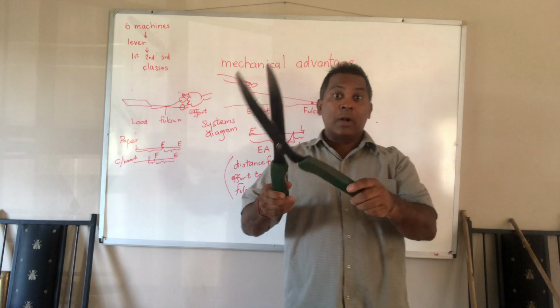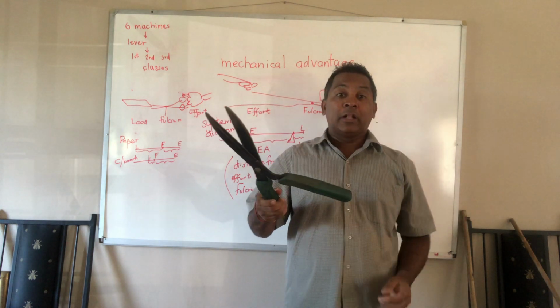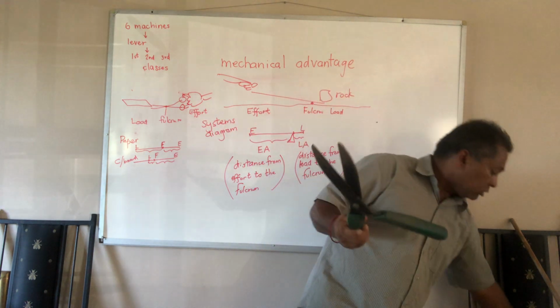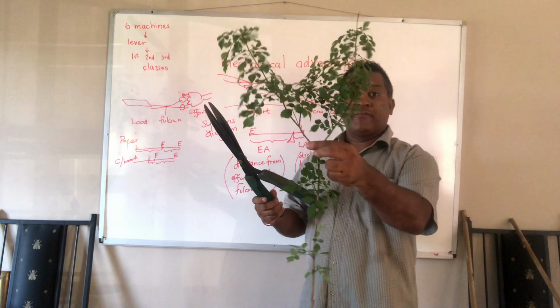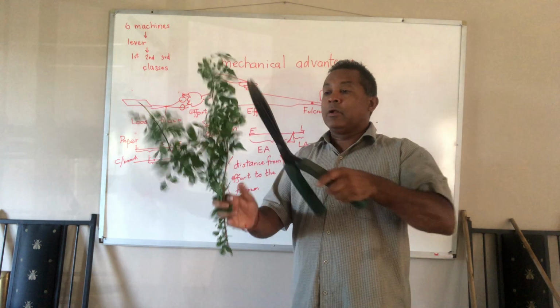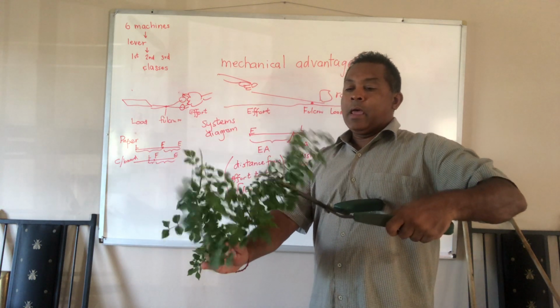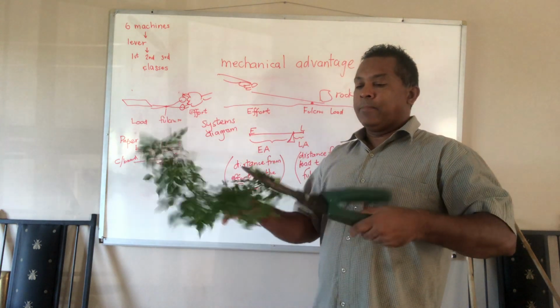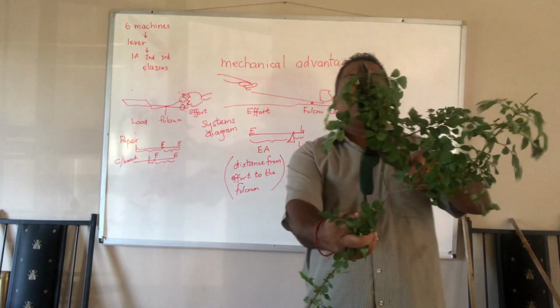This hedge clipper will be used to clip off tiny leaves and branches. So here's an example of a tiny leaf and a branch, and then obviously I'm going to put that into there and I'm going to be able to snip that off. So I've just snipped it off.